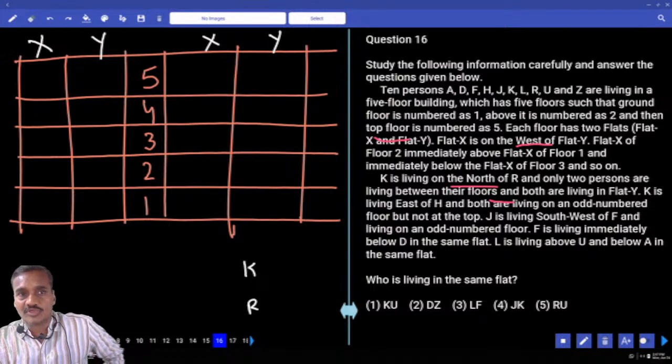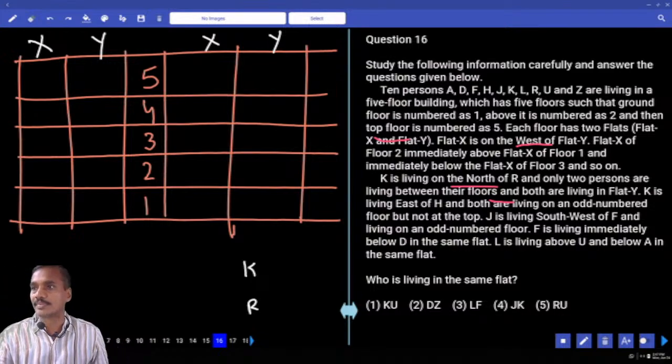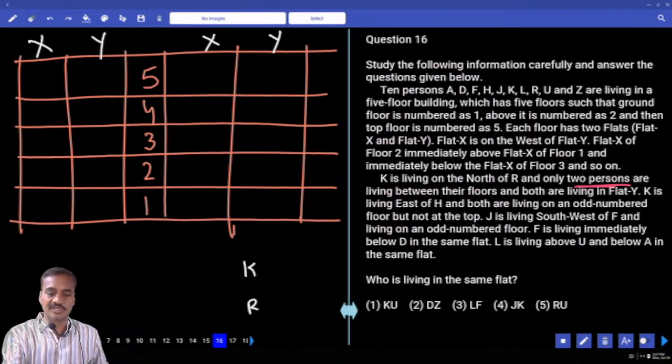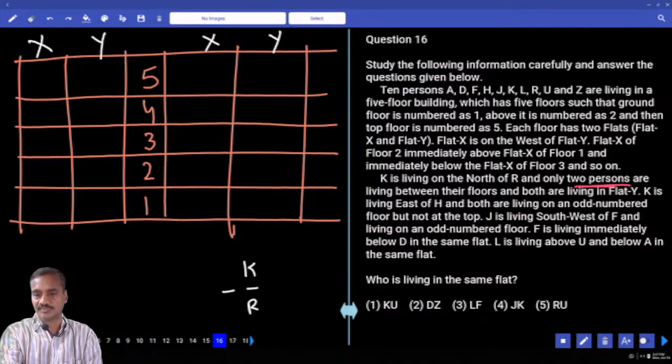Now how many floors are there in between K and R? 1 floor or 2 floors? 1 floor, because in each floor there are 2 persons. Make it even 2 floors, and another 2 persons and another 2 persons. That means in between K and R there must be only 1 floor, and K and R must be on alternate floors. Then only 2 persons in between these two is possible. Isn't it? Both are living in flat Y.